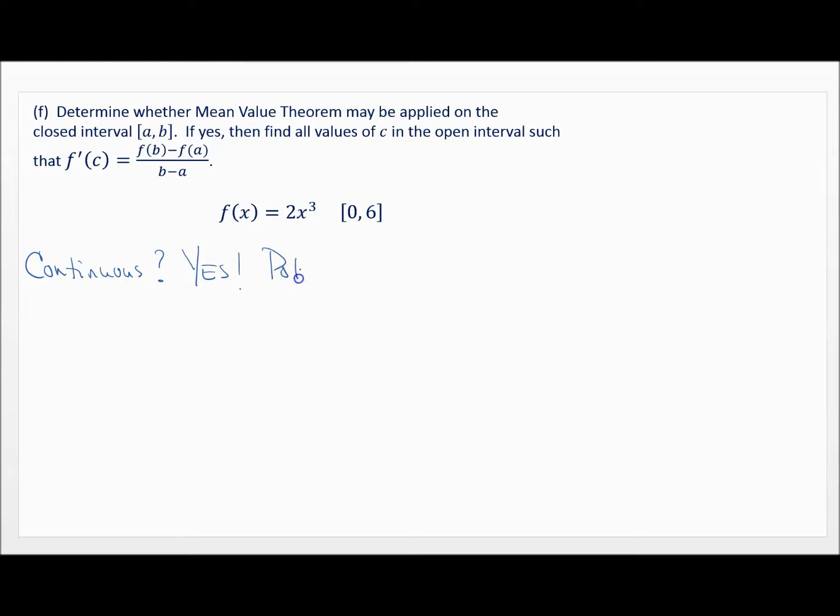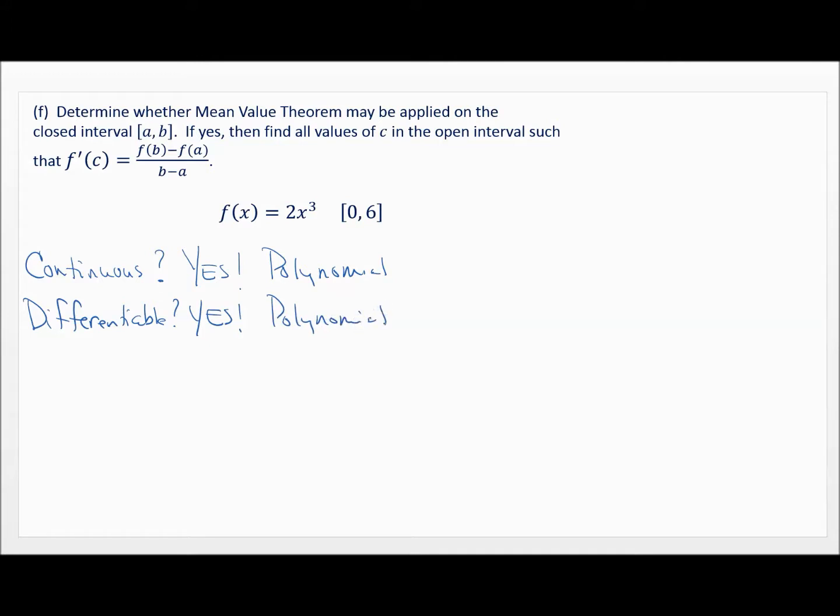Why? Because it's a polynomial. Not only are polynomials continuous on the interval [0, 6] that they gave us, but they're continuous everywhere. Same goes for differentiable. So when you see a polynomial dealing with Rolle's theorem or the mean value theorem, it's easy because you know right off the bat they are continuous and differentiable. Why? Because, once again, it's a polynomial.